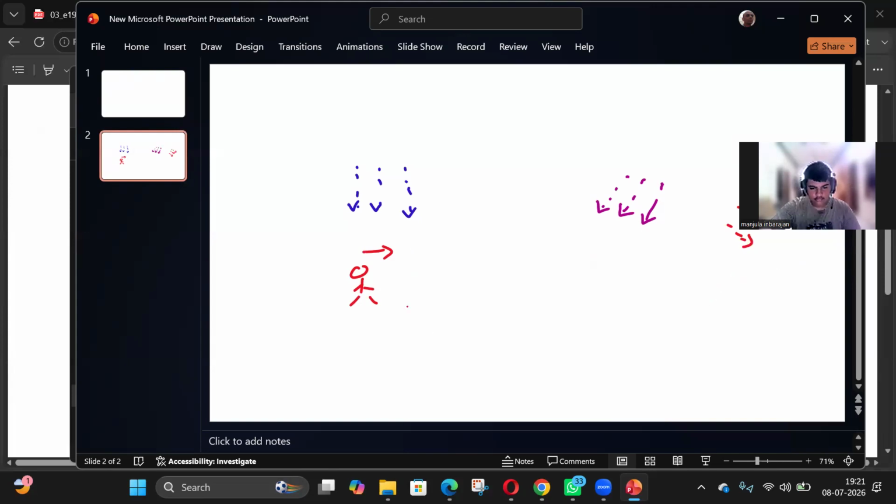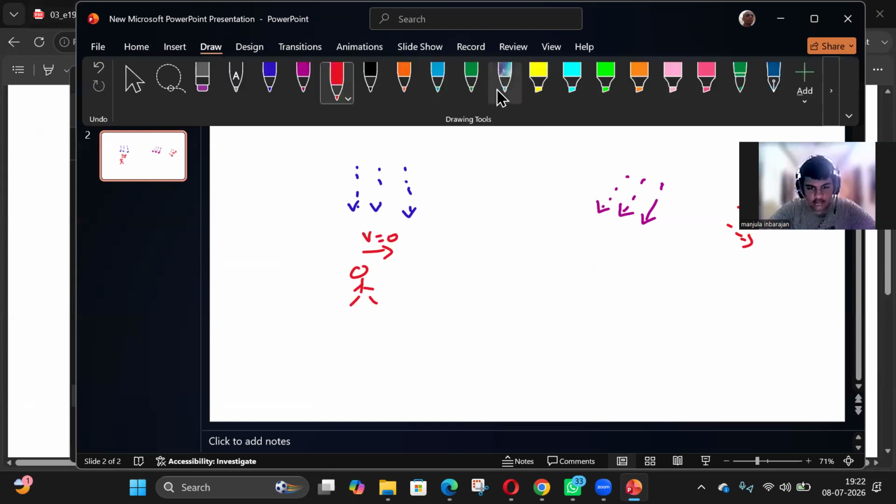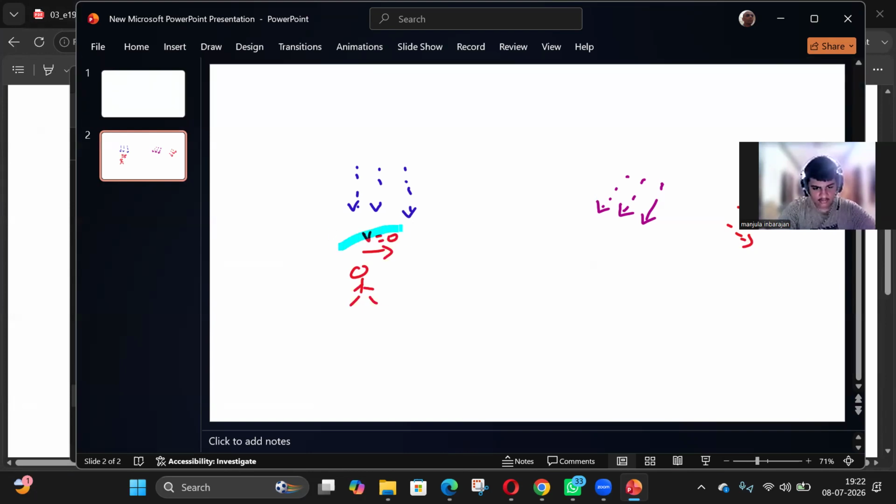Now, another simplest case is the person is not moving, he is at rest. So when his velocity is 0, what should be the direction of the umbrella? The rain is falling vertically down and the person is not moving. In that case, the umbrella should be just vertical. Correct? To get the maximum protection.